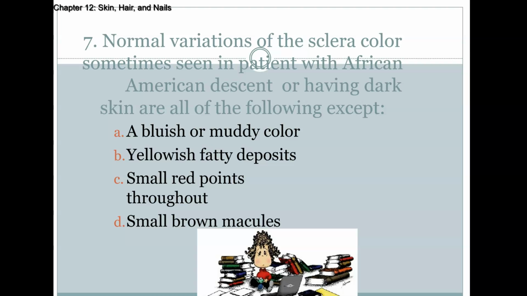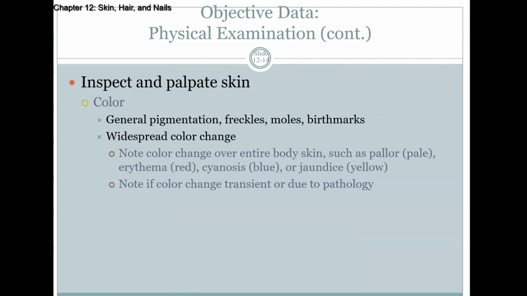So we already know about this slide here, and we came to the conclusion that the small red points throughout were what is considered abnormal. And these other variations, like the muddy color, the yellow fatty deposits, or the small brown macules in the sclera, are what they consider normal variations. So you're palpating the skin.